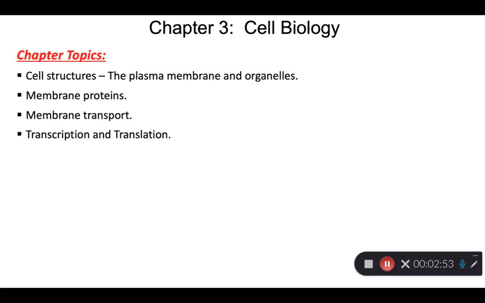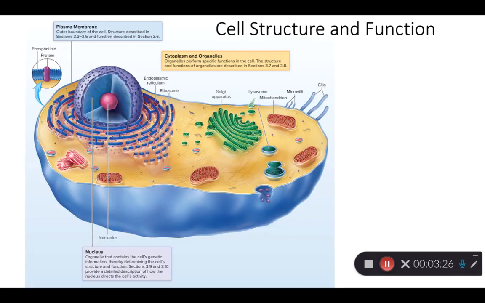We're going to quickly go over transcription and translation again. We did touch on that in the last chapter, so we're not going to do much more than we did in Chapter 2, but I want to remind you of those two processes. And then we're going to wrap it up with a little bit on cell reproduction, mitosis and meiosis, just so we're clear as to what those two processes result in and some of the differences between those two. Okay, so let's begin.